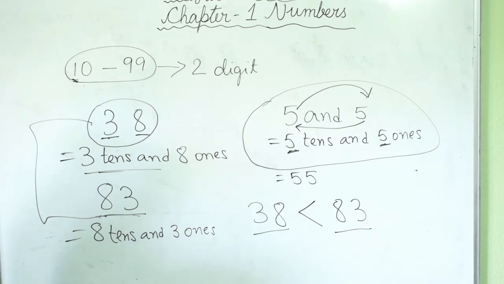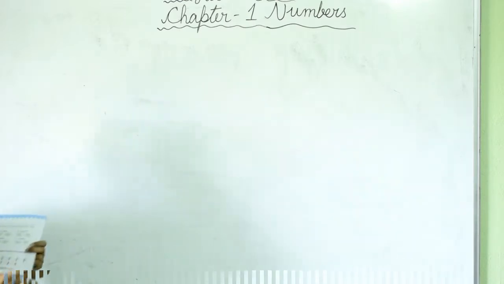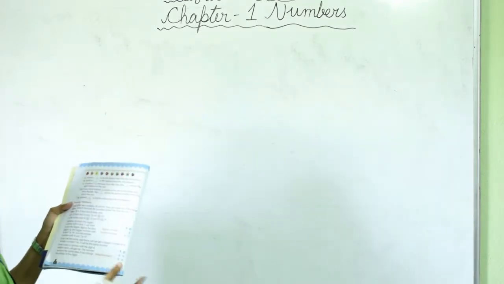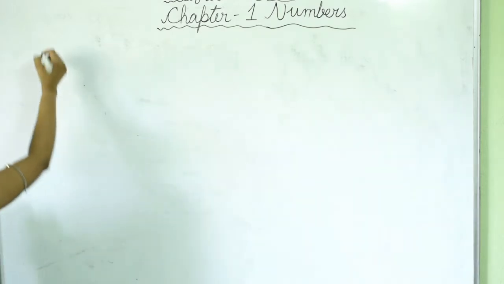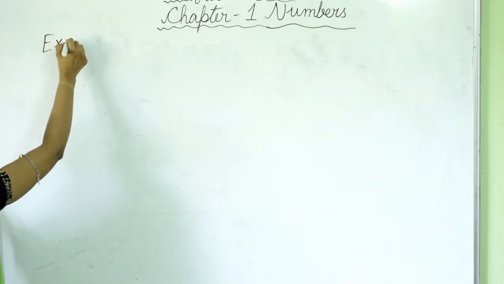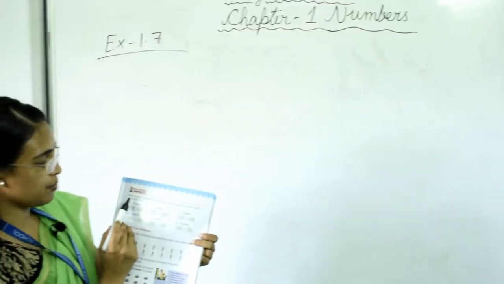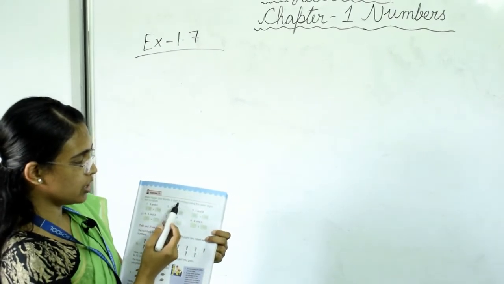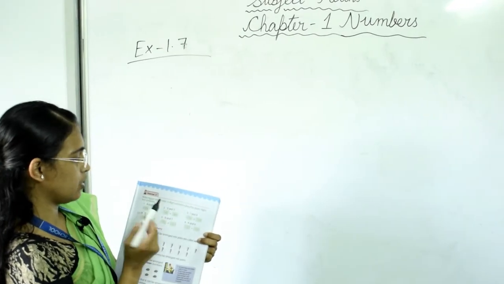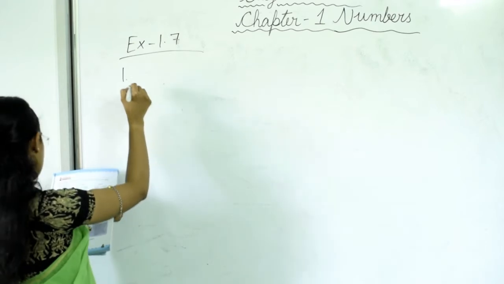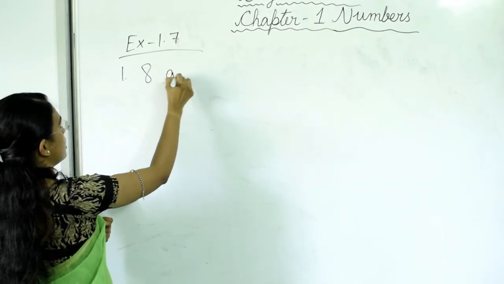Now we will do this exercise 1.7. Now have you understood this part? Forming numbers, in this way you can form the numbers. Now we will do exercise 1.7. Okay. Now the first question is, make bigger and smaller two-digit numbers using the given digits and compare. Now here the first question is, number 1 is 8 and 4.